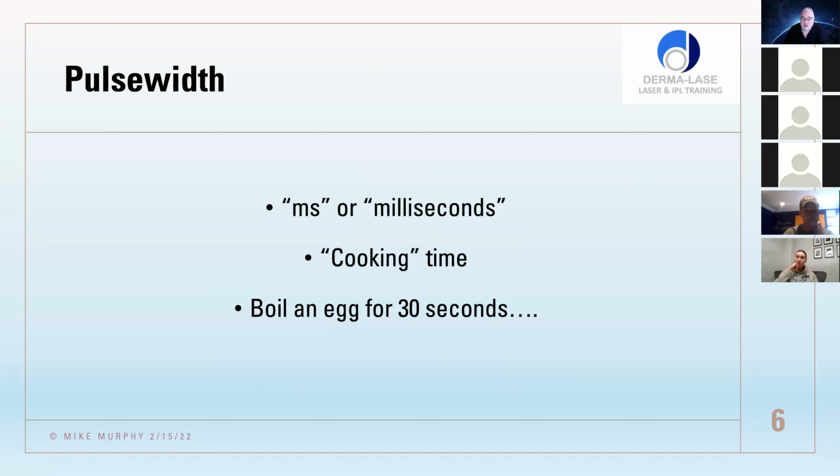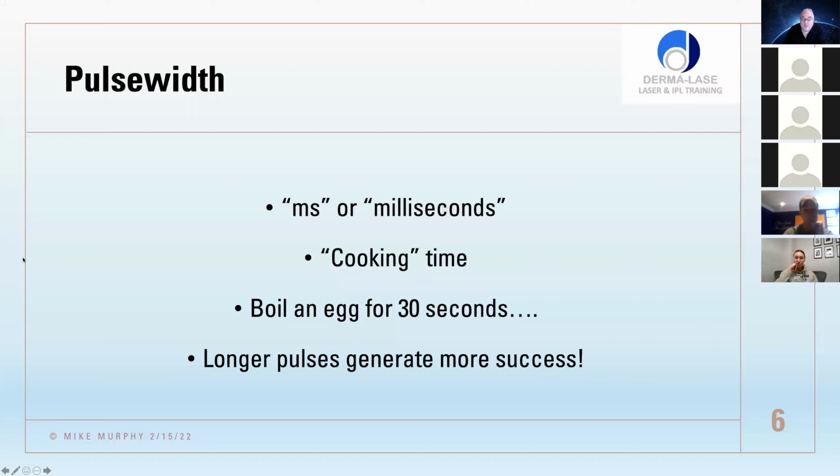So you've got to make sure that you get the temperature right, and then you've got to make sure that you're cooking it for the right length of time. You've got to get both of those correct, otherwise it ain't going to work. The bottom line appears to be that longer pulses will generate more success.